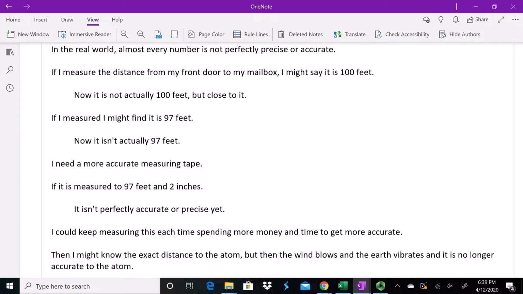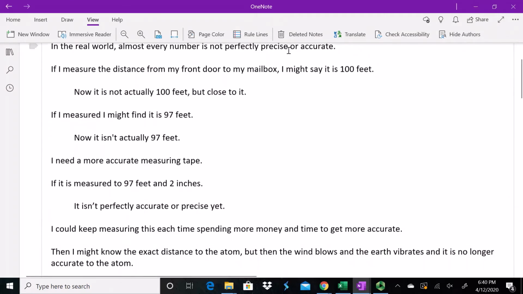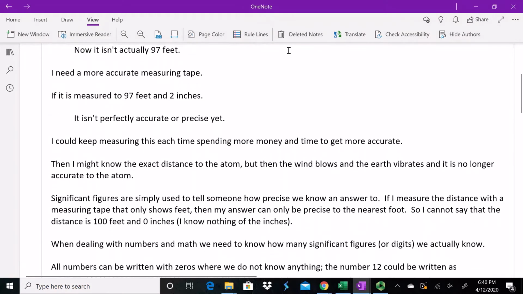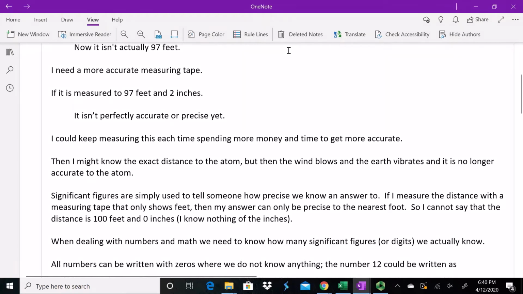If I were to somehow figure out to the atom how far my door is from my mailbox, I'm still not done because the wind's going to blow and the earth vibrates a little bit. And as that happens, that distance isn't going to be exactly the same to the atom constantly. And so every answer that we're going to give and every measurement we're going to make is not going to be 100% perfect or precise. So we use what's called significant figures to tell somebody the precision that we know an answer to.